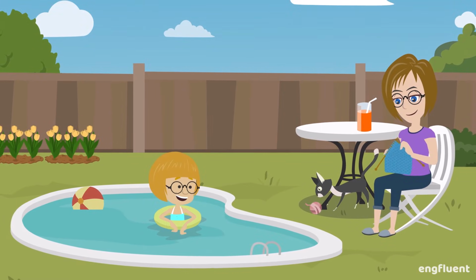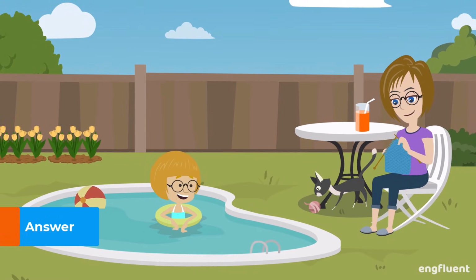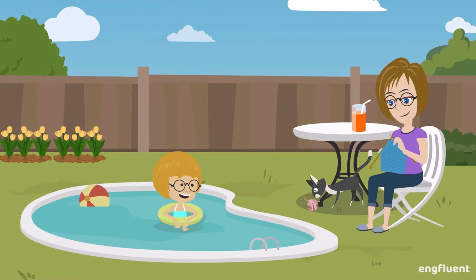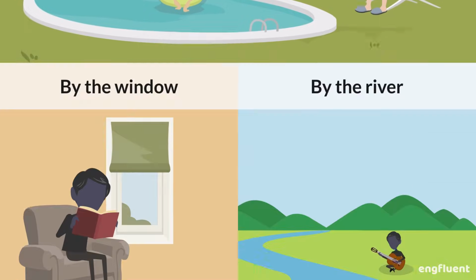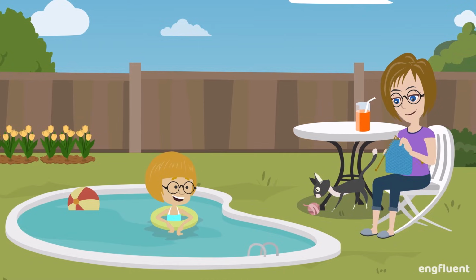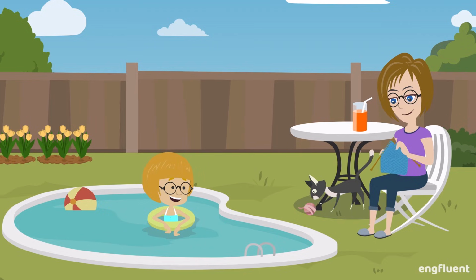Is the woman sitting by the pool? That's right. She's sitting by the pool. The word by means near or next to something. So, sitting by the pool means the woman is sitting near or next to the pool.